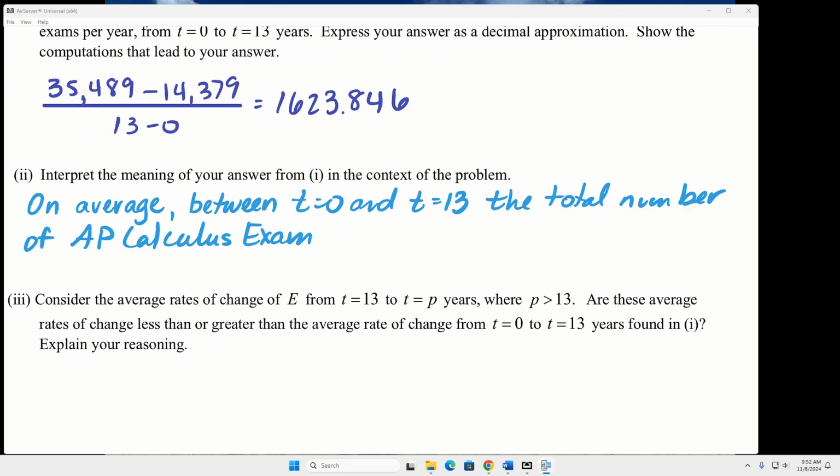If you just say exams, it would be fine. And then we have to talk about if this number of exams is increasing or decreasing. What do you think? Increases. So for a positive rate of change, you will say increases, and for a negative, you will say decreases by, and then give your value.